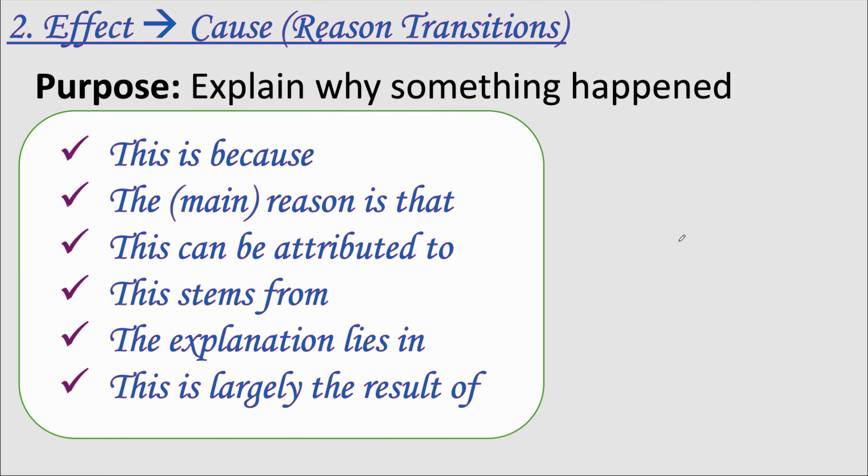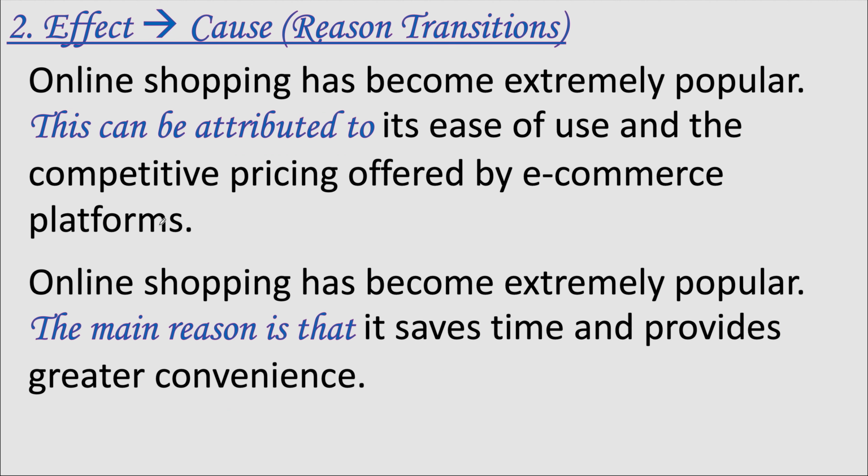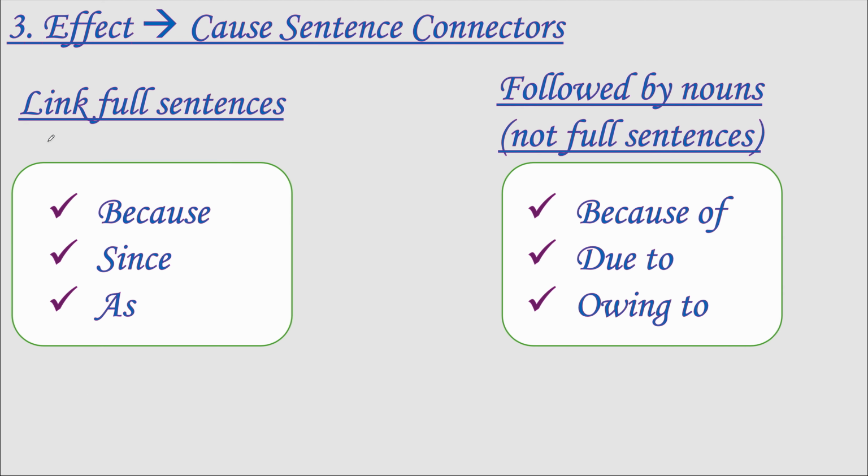Now, let's look at reason transitions. This time, we begin with the result and then explain the reason. There are many examples on screen. Some of them, like this can be attributed to, or the main reason is that, sound more formal. Here are some sentences using reason transitions. These often start a new sentence, but usually don't need a comma right after them.